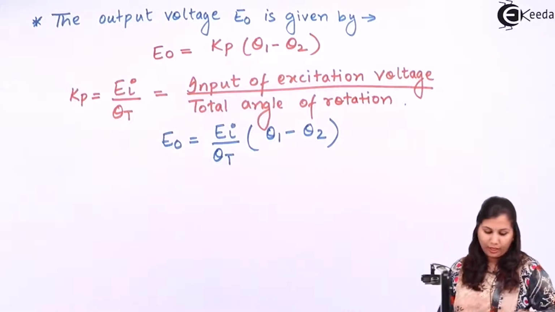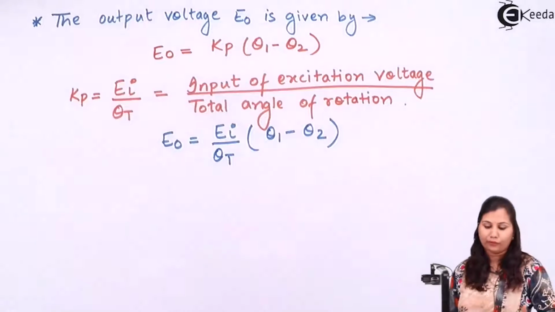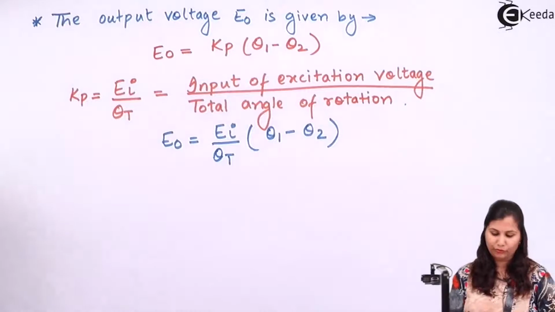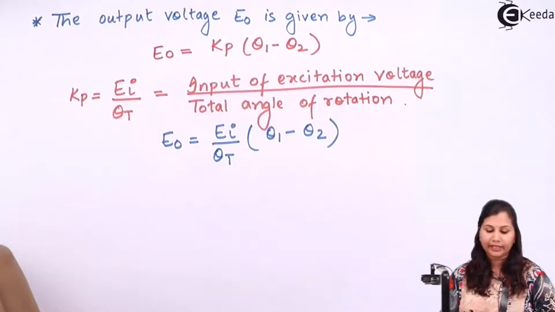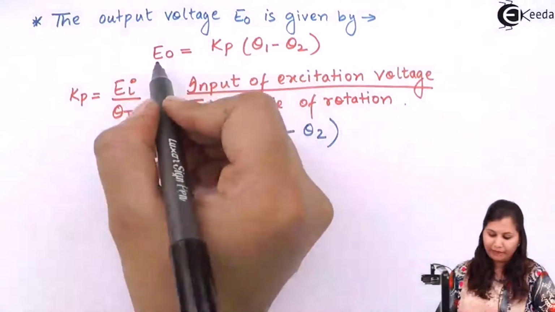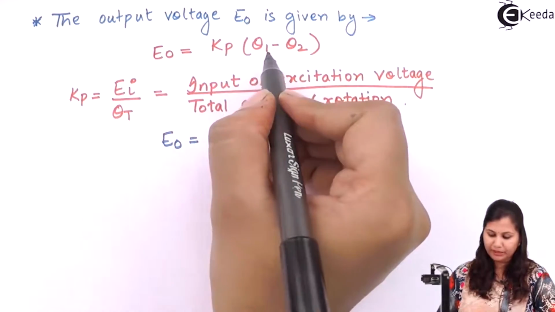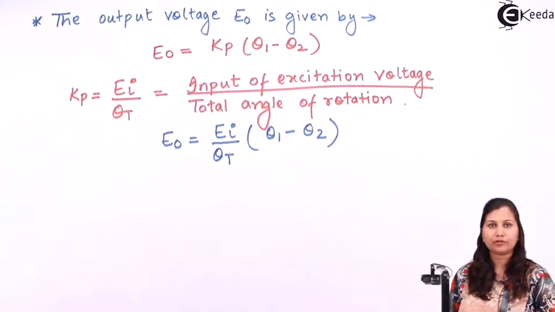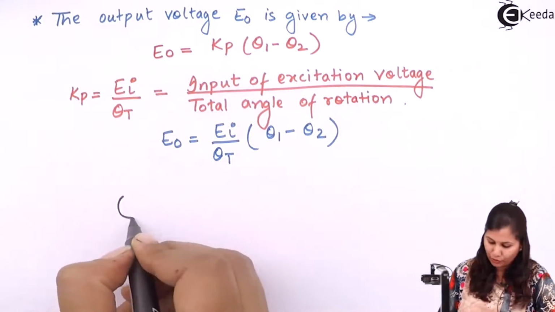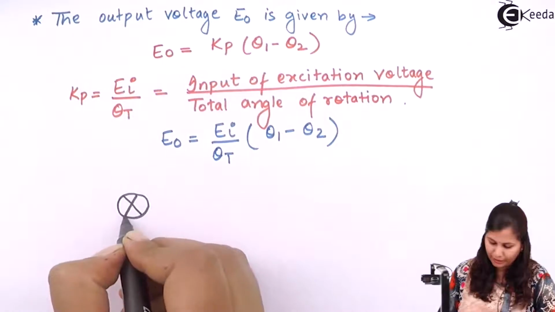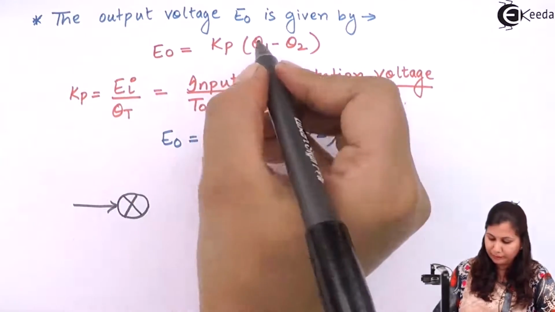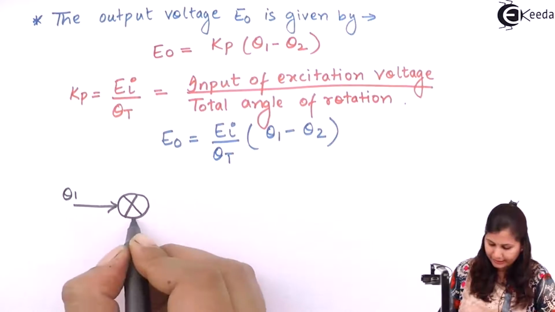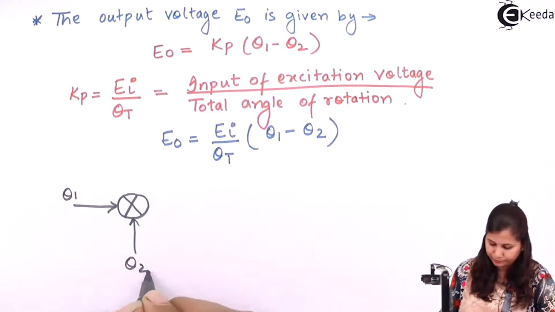Okay. Now if we draw the block diagram for this potentiometer used as an error detector arrangement, or this double-ended arrangement, we have E naught equals Kp theta 1 minus theta 2. Because it is a potentiometer as an error detector, we draw an error detector here, that is a comparator, which will compare these two positions. The first input will be theta 1 and the second input will be theta 2.